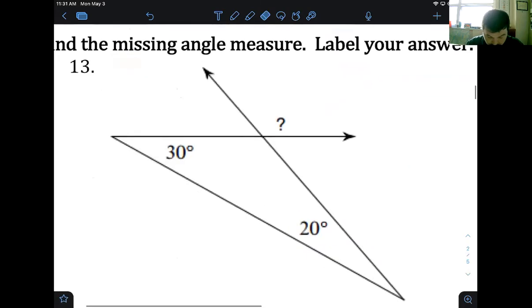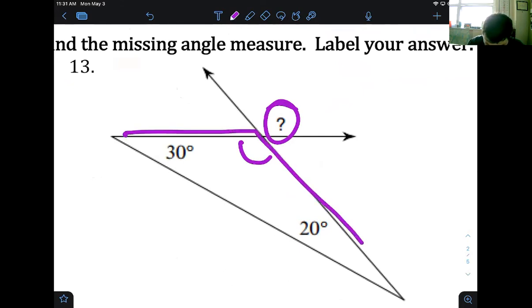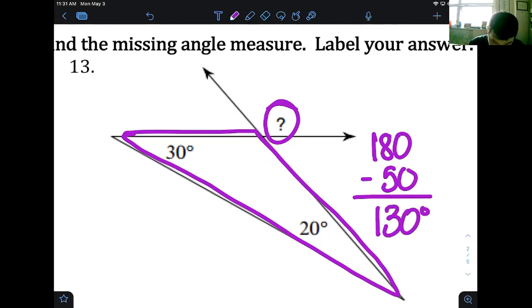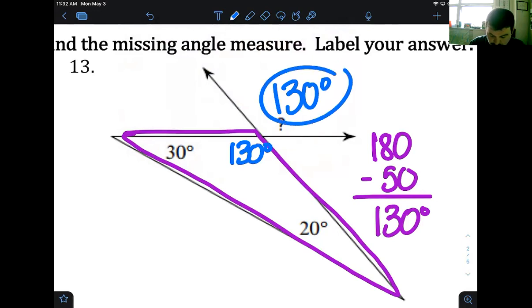Okay, here's another one. This would be a really easy one. Number 13. Have to find this missing angle. Well, I know that that missing angle is vertical from this angle. So if I could find out what that angle is, I know that the other vertical angle is the exact same size. And so I know there's 180 degrees in every triangle. Subtract away the 50 degrees that we already have with the 30 and the 20. That's going to give you 130 degrees for that obtuse angle. So now we know this is 130 degrees. And if that's 130 degrees, so is the vertical angle opposite from it. So that would be our answer. So it's kind of like a puzzle that helps you work through and solve.